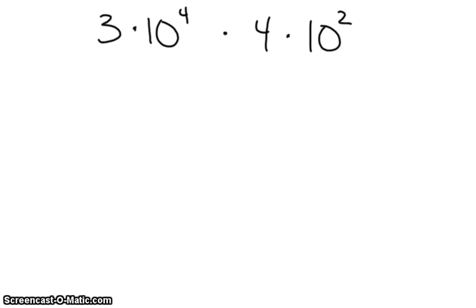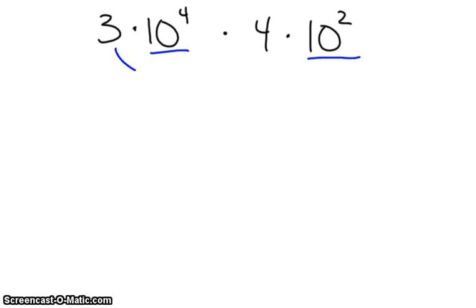We need to first pretend that our scientific notation, our exponents here, our 10 to the fourth and 10 squared, are just variables. So this would mean like 3a to the fourth times 4a squared. So we need to treat them the same exact way. But let's go ahead and see how things work.